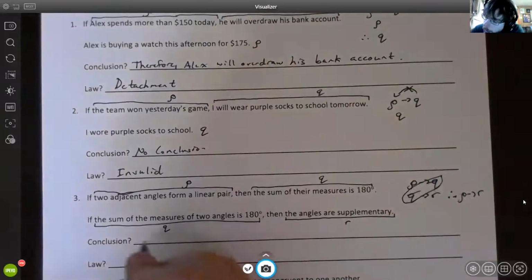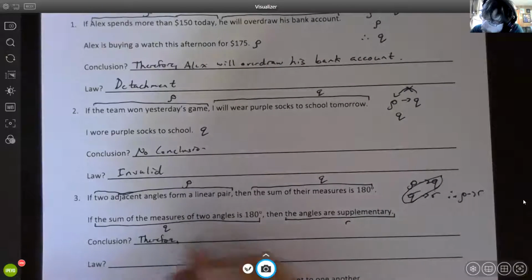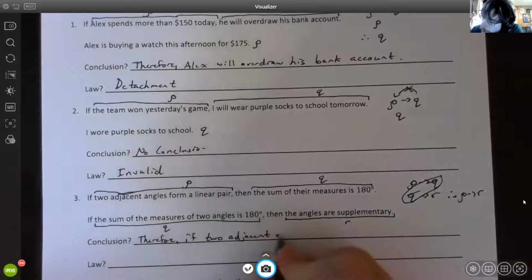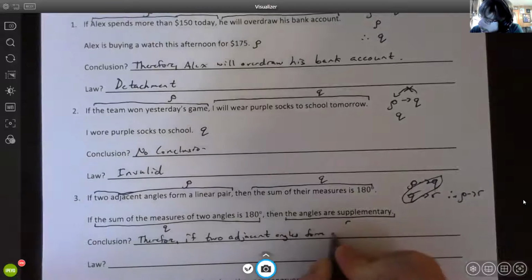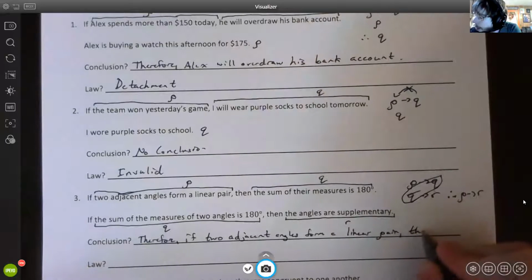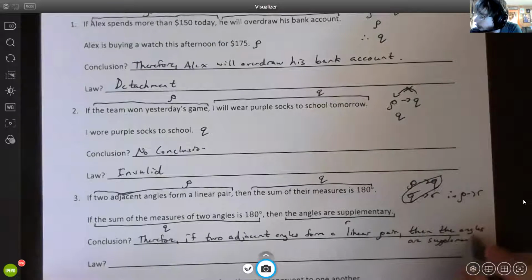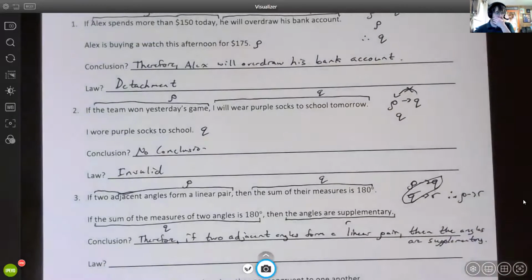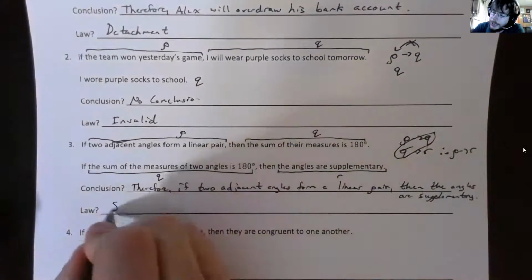So writing that out into words, that would be therefore, if two adjacent angles form a linear pair, then, and then we do R, the angles are supplementary. Okay. And that would be the law of syllogism.